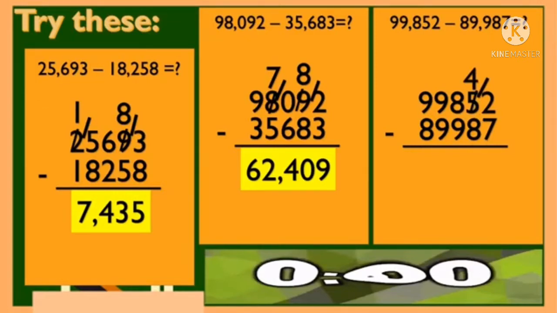Now, what is 12 minus 5? Oh, it's 12 minus 7, I should say. 12 minus 7 is 5. Okay, how about 4 minus 8? 4 minus 8. Cannot again.